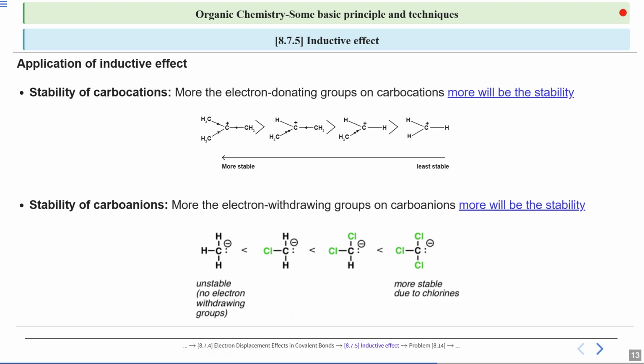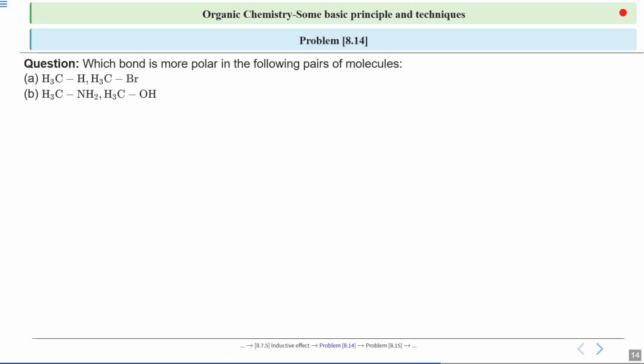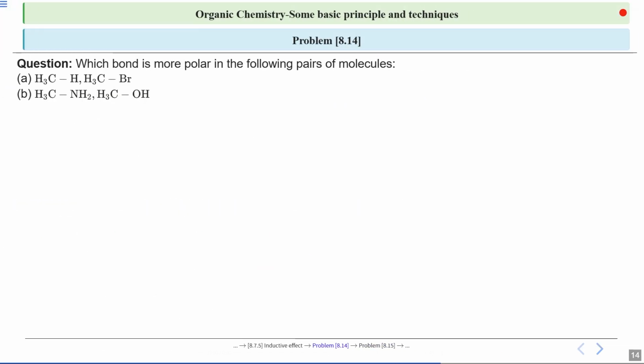Okay, I hope you are getting the point. Now, if we are done with this, we can do some questions on these concepts. Starting with the first one, it is problem number 8.14. You have to decide the polarity of the bond in the given 2 pairs of molecules. The first one, we have to decide the polarity of the C-H bond in methane and the C-Br bond in bromomethane.